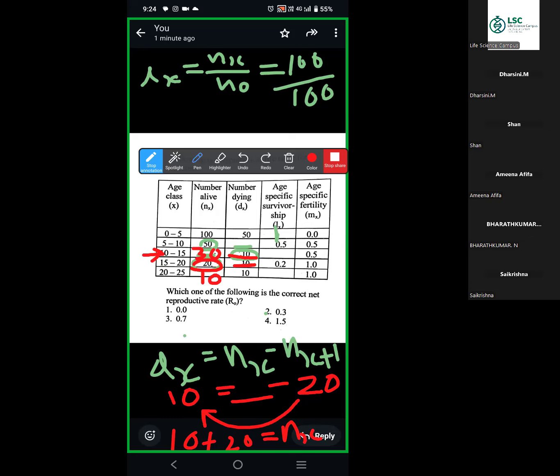Now we can easily find the number of dying individuals in the second age class. How? Now we have this 30. So 50 minus 30 is 20. Is it clear? Clear.